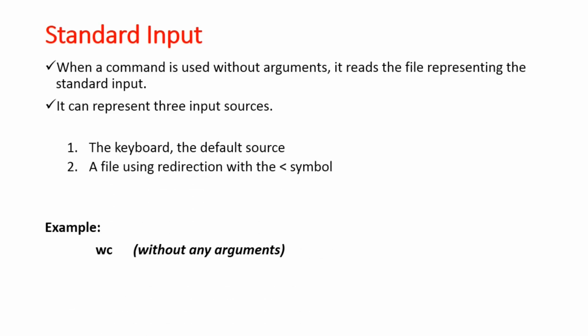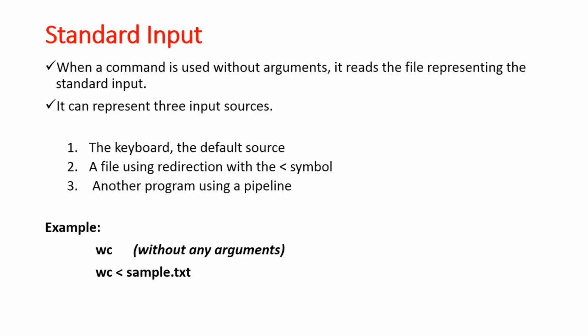The second source is a file, using redirection with the less than symbol. An example here: the command wc will get the input from the file using that less than symbol. The sample.txt contains some data. That data is given as input to the command word count, using the redirection symbol, less than. So this is the second source, that is a file.